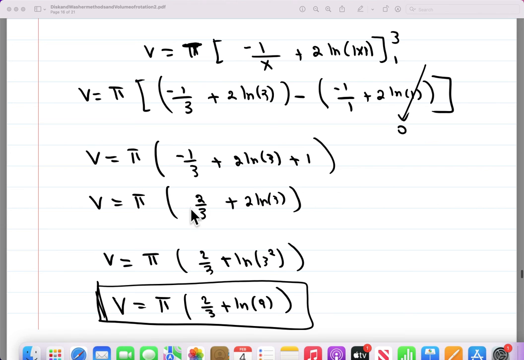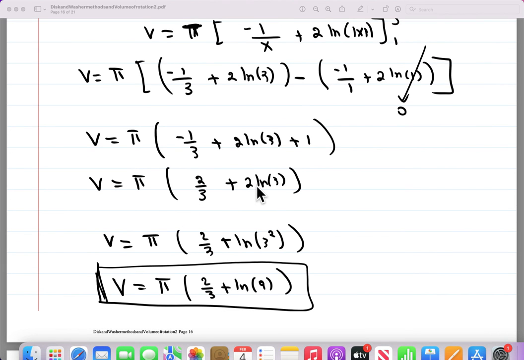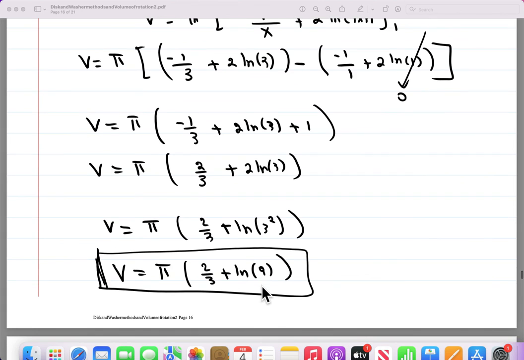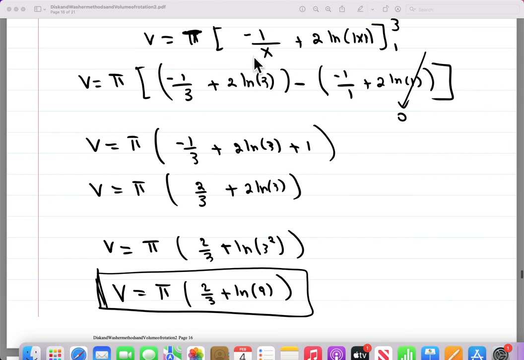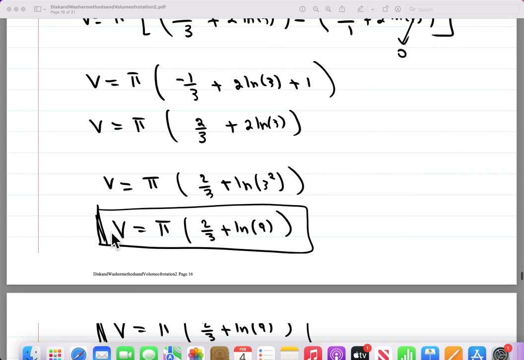Well, you can stop here, but you can use the property of natural log. So 2 times ln of 3, this 2 is the exponent of 3. So you can write this as ln of 3 squared, which is now ln of 9. Now we remove the absolute value because we don't need it, because the 3 is positive. The absolute value of a positive number is the same number. And then you get the volume V to be pi times quantity 2/3 plus ln of 9.